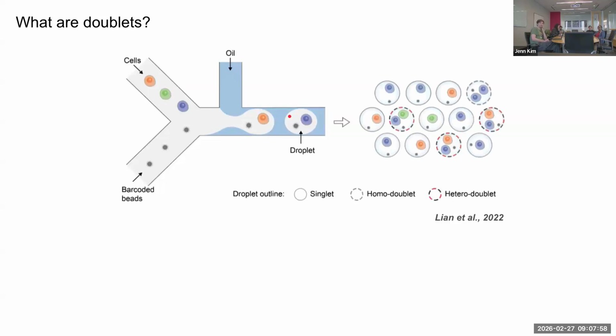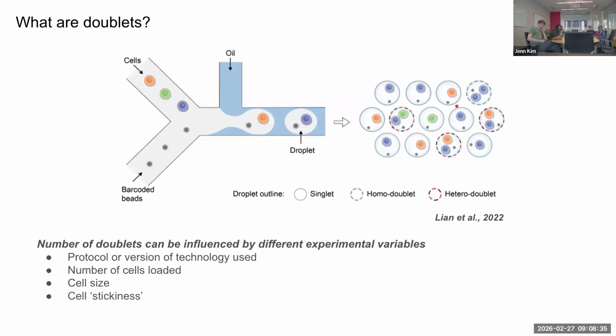There are different flavors of doublets. You can have cells of, for example, the same type. These are called homotypic doublets, denoted by this gray dashed line. And then you can also have cells of different types in a doublet, or heterotypic doublets. Homotypic doublets are usually not considered as much of an issue since they mimic the transcriptome of a single larger cell of the same cell type and aren't really creating potential hybrid or fake cell types or new transcriptional clusters.